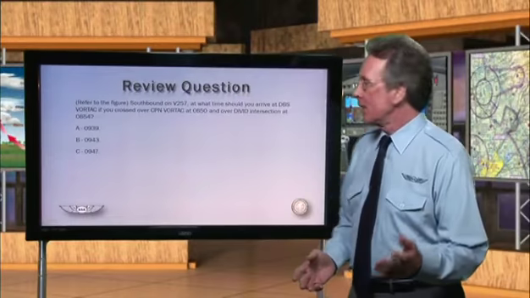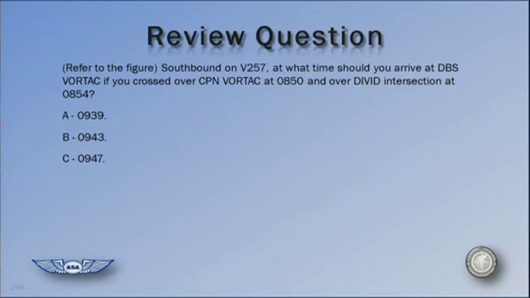Okay, let's look at this review question. Refer to the figure in a moment. Southbound on Victor 257, at what time should you arrive at DBS Vortac if you crossed over CPN Vortac at 0850 and over Divid intersection at 0854?